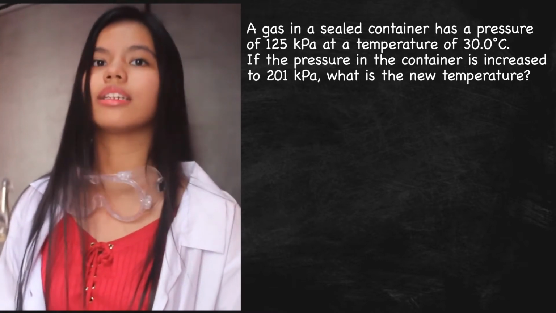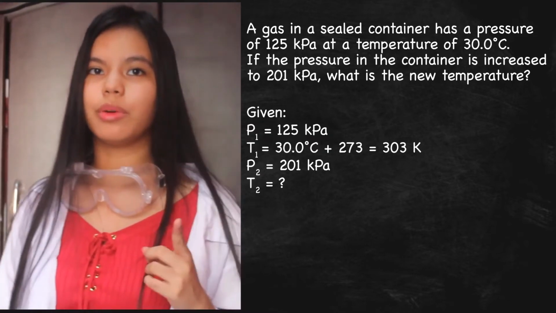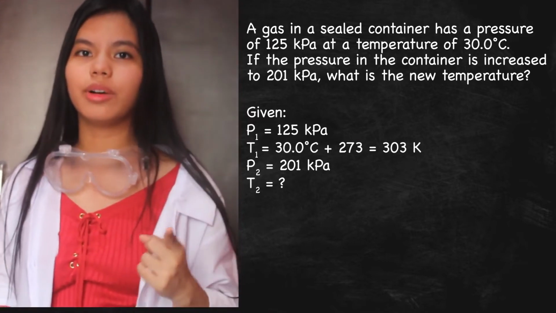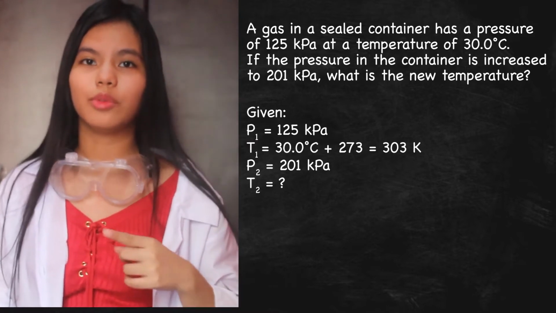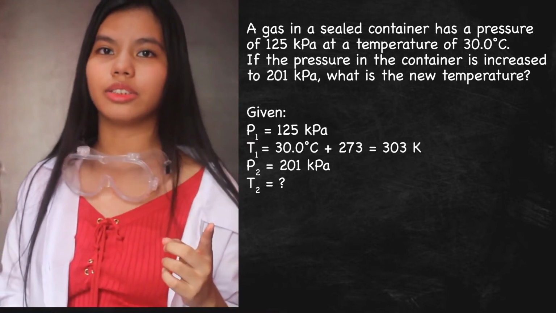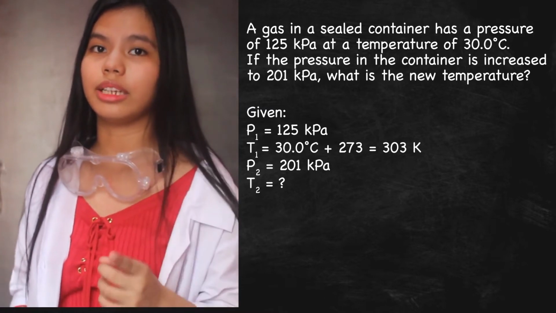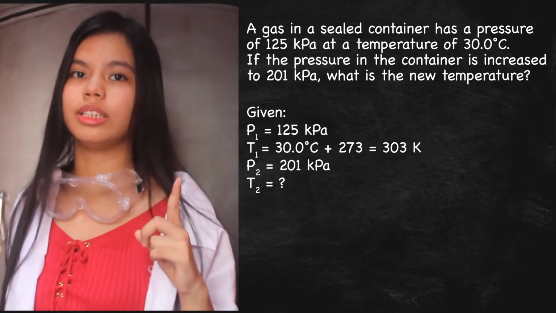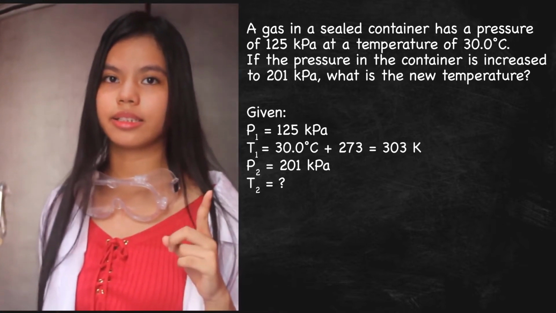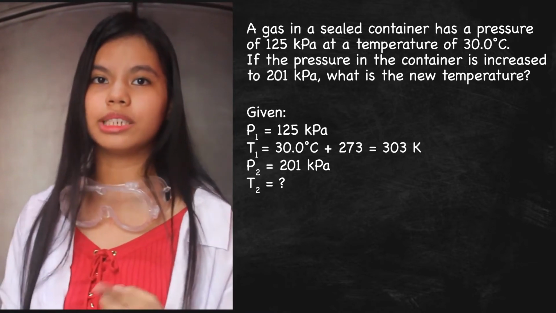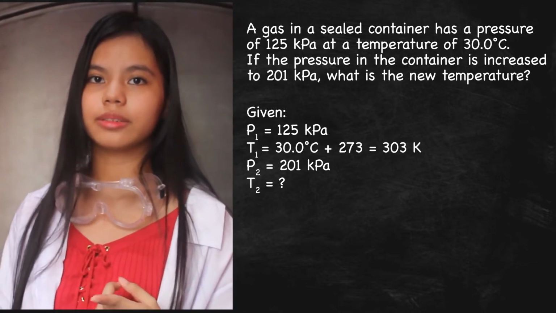So let's look at our givens. Our P1 is 125 kilopascals. Our T1 is 30 degrees Celsius, and we need to convert it into Kelvin, which will turn our 30 degrees Celsius into 303 Kelvin. Our P2 is 201 kilopascals. So our missing variable is T2, which is the final temperature.